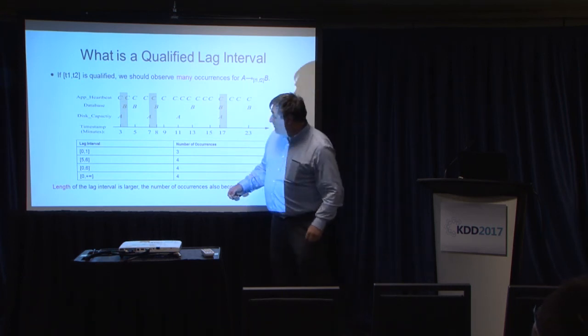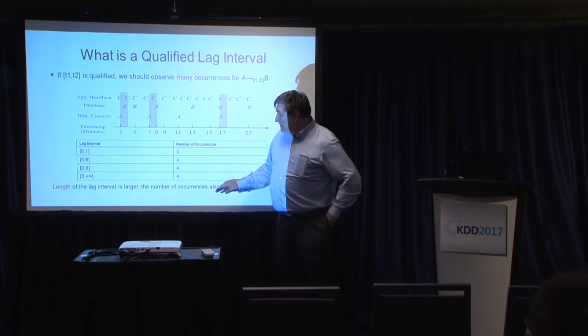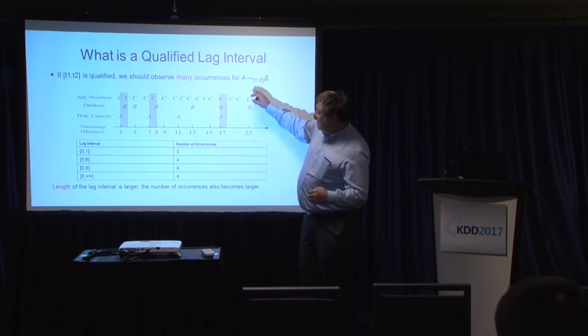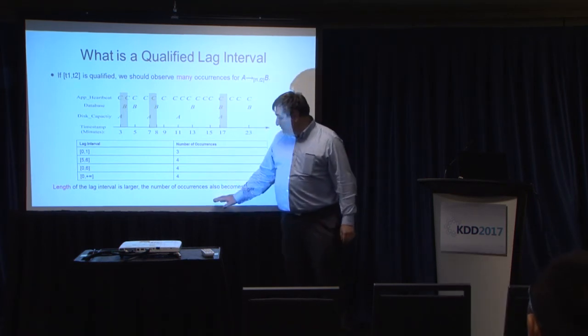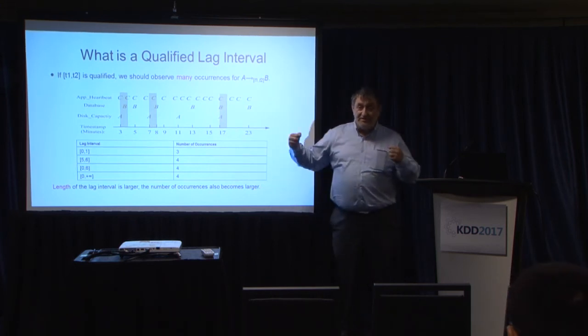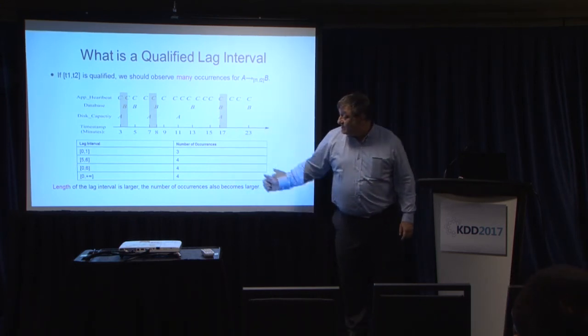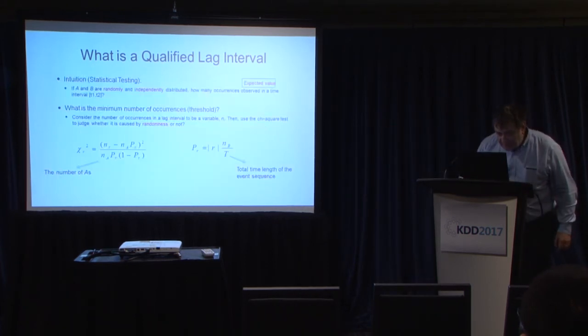So one of the easy observations here is that if you fix the left end and you start making T2 bigger, then the number of occurrences of patterns becomes bigger and bigger and bigger, yes? It's kind of obvious. And this table confirms it. Just fix the left end and it will be like this.